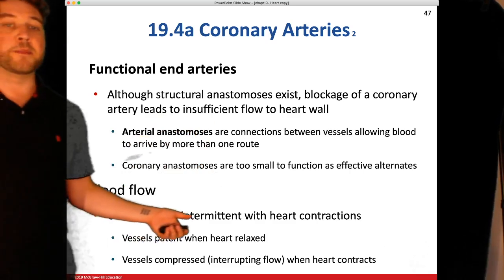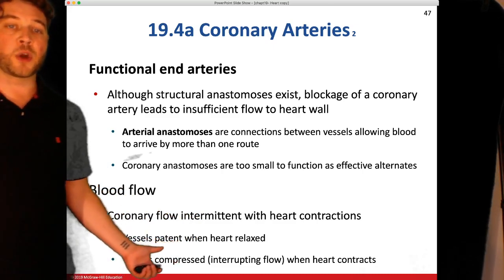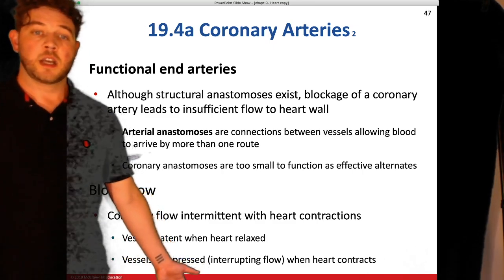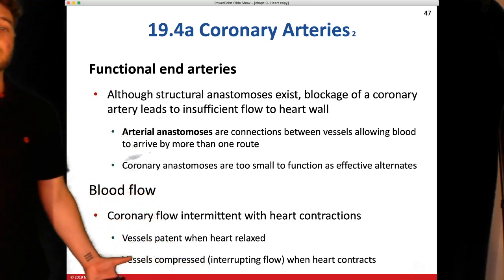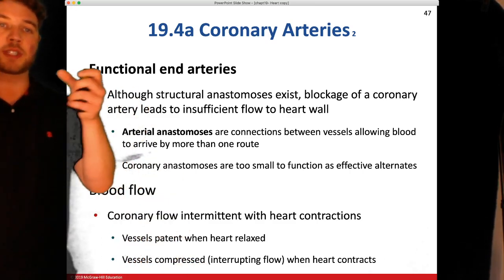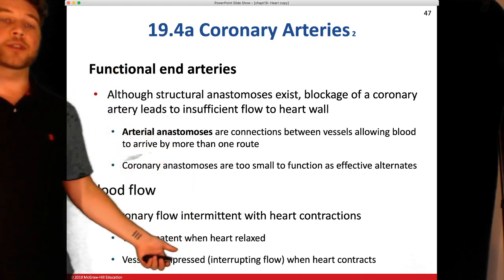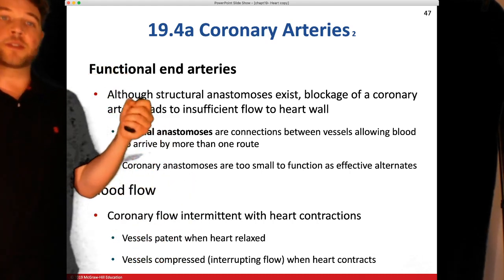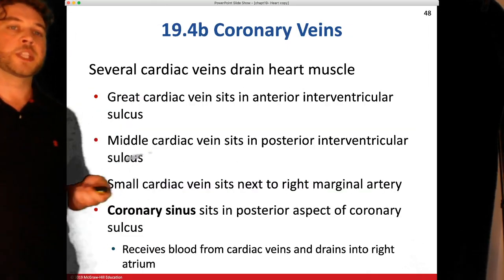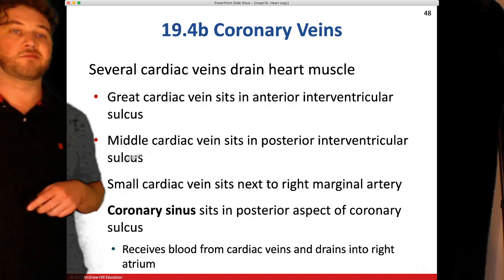Your coronary flow is intermittent with the heart contractions. The vessels are patent, which means open, when the heart is relaxed, and the vessels are compressed, interrupting the flow, when the heart contracts. So when the heart starts to relax, the vessels can open back up and allow blood to flow. And when the heart starts to contract, the vessels get compressed, and the blood gets pushed out. So it's pulsatile, is how we would say that. Blood flow is intermittent, it's pulsatile.